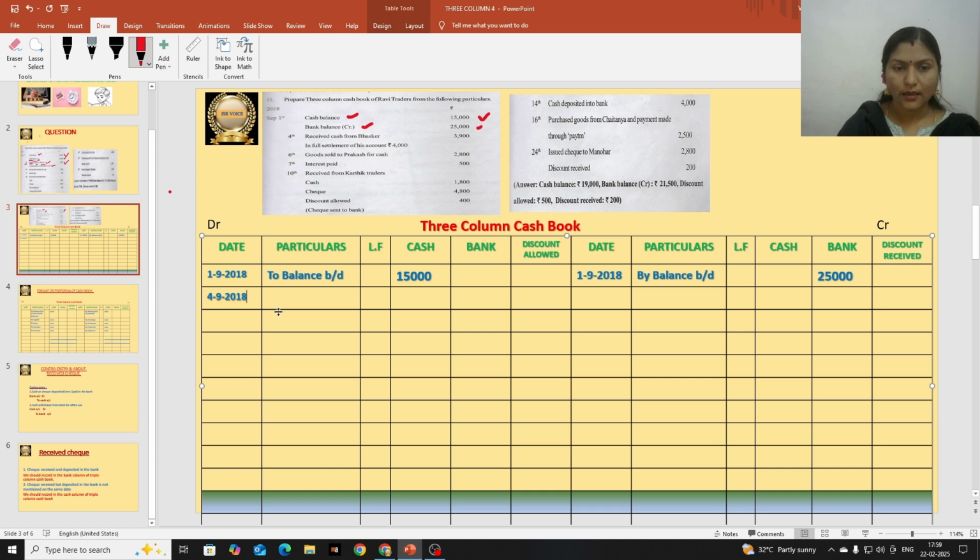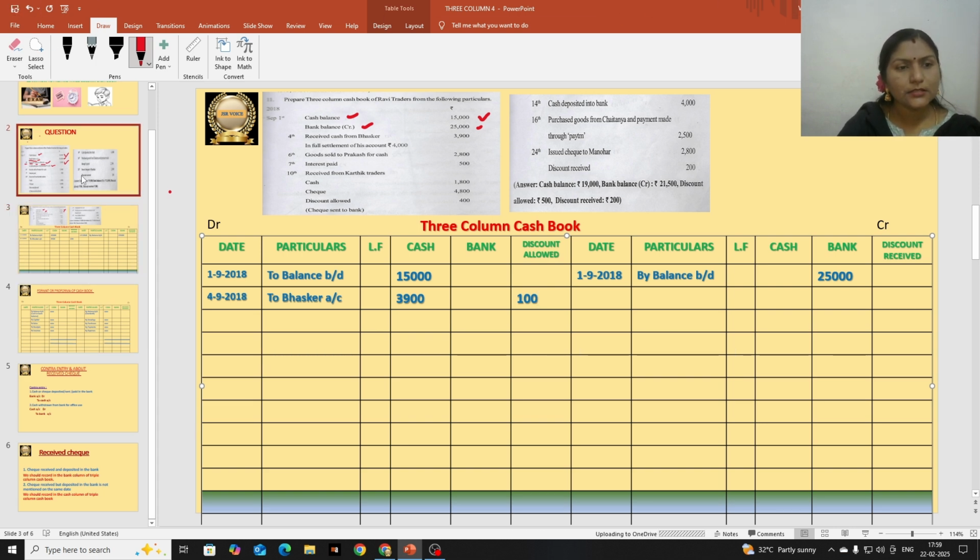4-9-2018. In particulars column, we will record the name of the person, Bhaskar. Bhaskar account. Where will we put the amount? In cash column, because he is receiving cash only. So we will put the amount in cash column. How much is he receiving? 3,900 rupees. And discount is how much? 100 rupees. Okay, so total 4,000. Let us go to the next transaction.